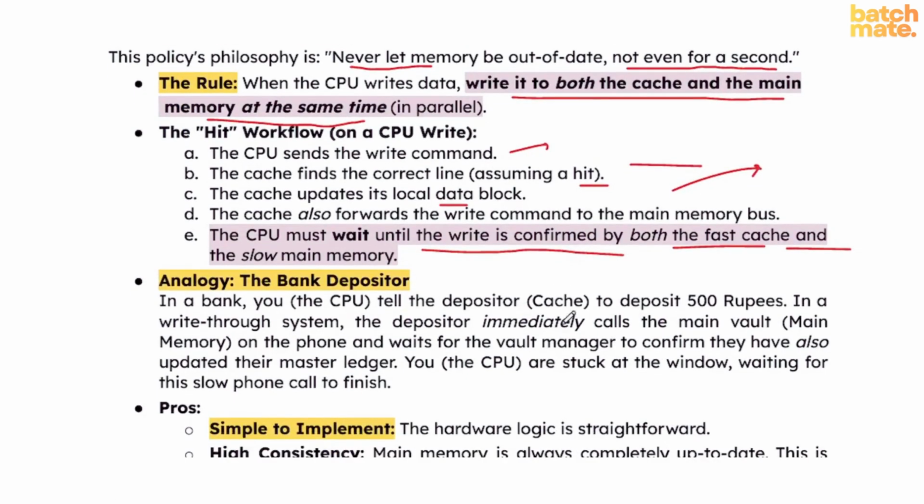Think of this like a bank deposit. You, the CPU, go to the bank and ask the depositor, who is the cache, to deposit 500 rupees. In a write-through system, the depositor doesn't just take your money and deposit. They pick up the phone, call the main vault manager in the basement, and wait for them to physically walk to the vault and update the master ledger. You are stuck standing at the window until that slow phone call is finished.